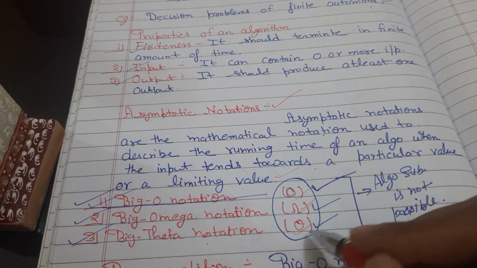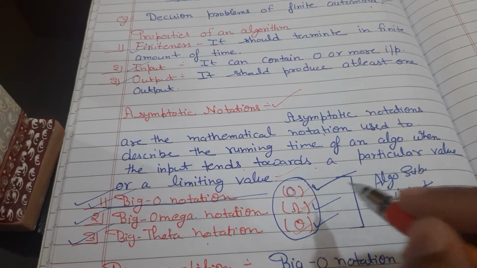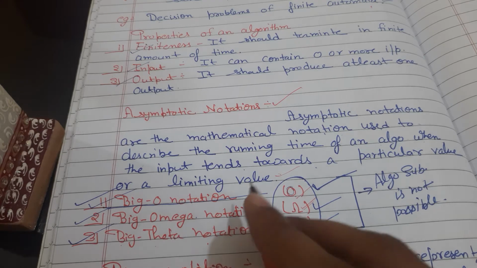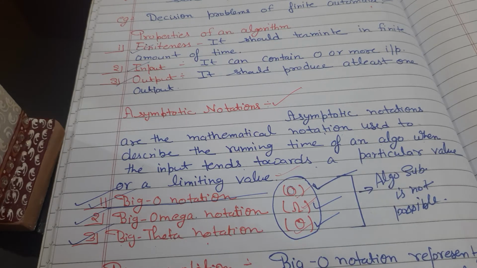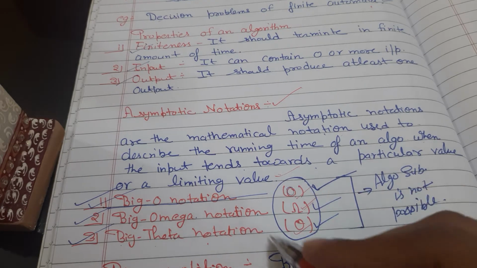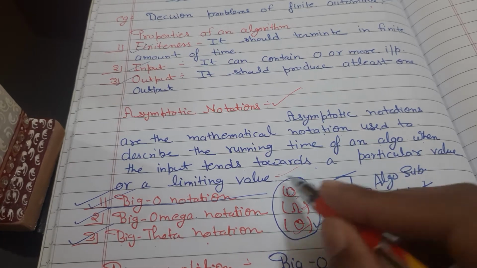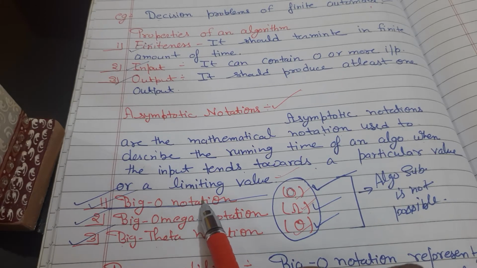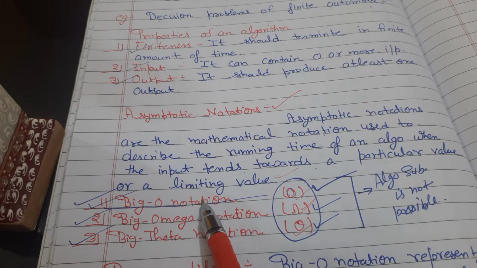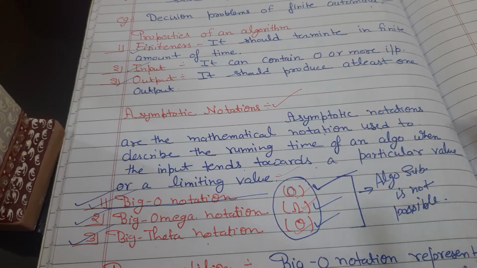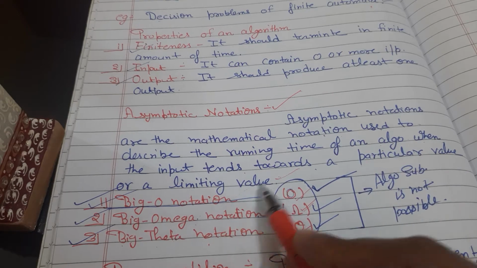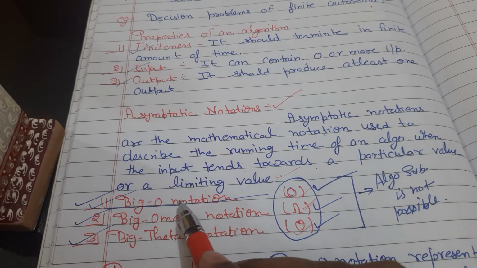If you want to understand algorithm subject, you must understand these three symbols: omega, theta and big O. Without these three symbols, algorithm subject is not possible. And if you understand big O notation, your work is 100% done. Omega and theta you can understand very easily if you understand big O notation. So more focus is required on big O notation.